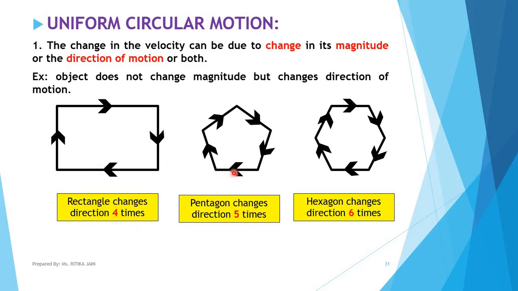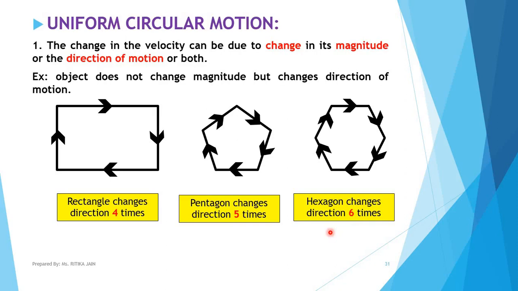If the track is pentagonal, then in this case, how many times will the object change the direction? 5 times, as you can see here, 2, 3, 4 and 5. And for a hexagonal track, how many times will the object change the direction? 6 times.